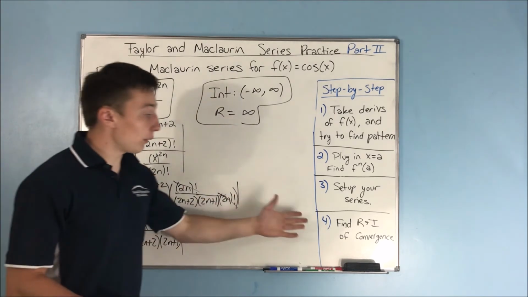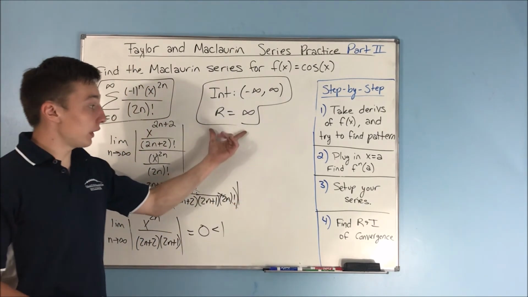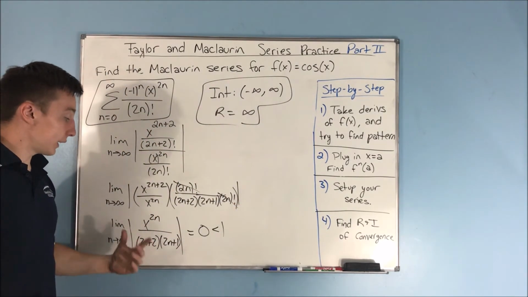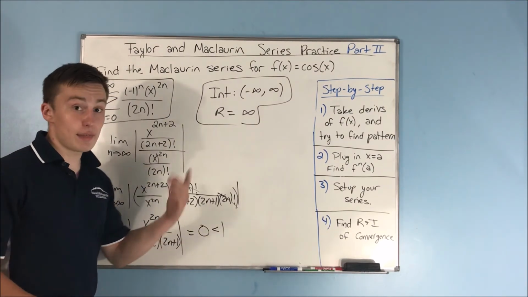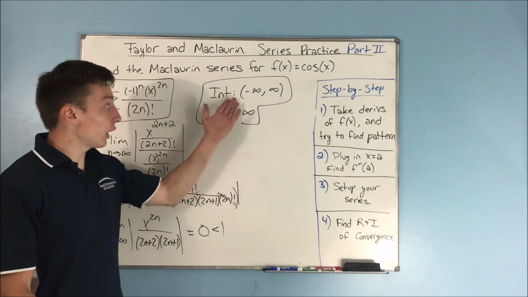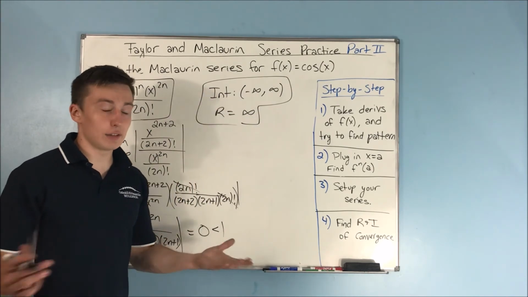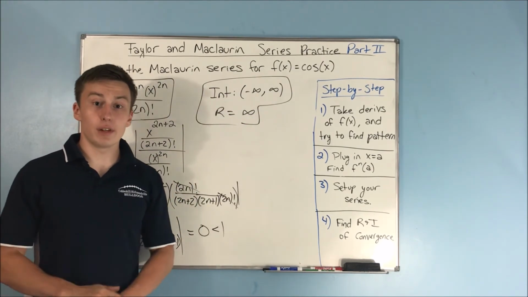Okay, now we found the radius and interval of convergence. That's right here. That was just by doing a ratio test and realizing that it doesn't matter what x we put in, we're going to get 0, and that of course is less than 1. So our interval is infinite, our radius is infinite, and that's going to do it for this video.